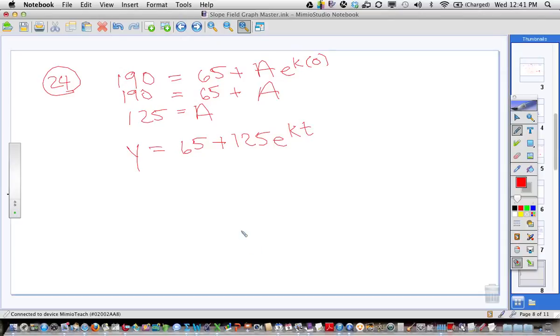So we end up very much where we were. With Boris and Natasha, we knew what k value to put in, but now what do we know? 2 minutes later, the temp's 180. So now we put our 180 there, and we put our 2 in for t, and then we put that into our calculator and we solve for k. You find the k value, and then you rewrite your equation, and then you put your numbers in what they wanted. And the answer on 24 was like 30.5 something. 30.5.